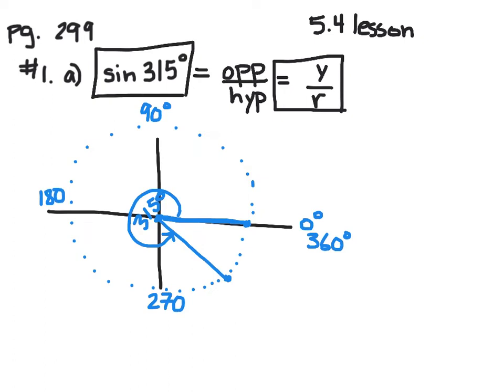Now if we draw a line that goes up to the x-axis like this, there actually is a triangle inside here, a 90-degree triangle.